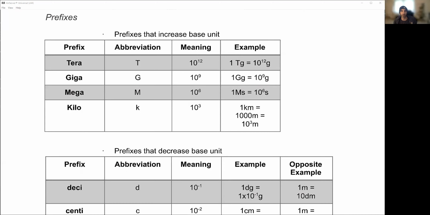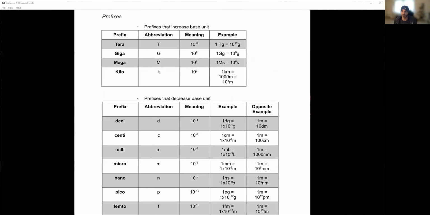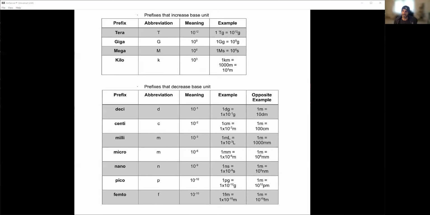So be reasonable when we're writing out scientific papers, or we're just talking in general, and we're not going to use really giant numbers to do that. So here are all the prefixes. The ones on top are the ones that are going to increase the size of the number. So tera, giga, mega, kilo. And then the ones on the bottom are ones that are going to decrease the size of the base unit. So deci is 1/10 of a base unit. Centi is 1/100th of a base unit.